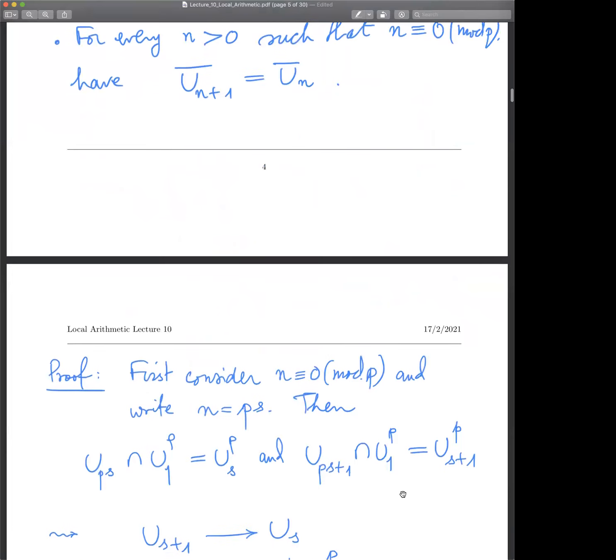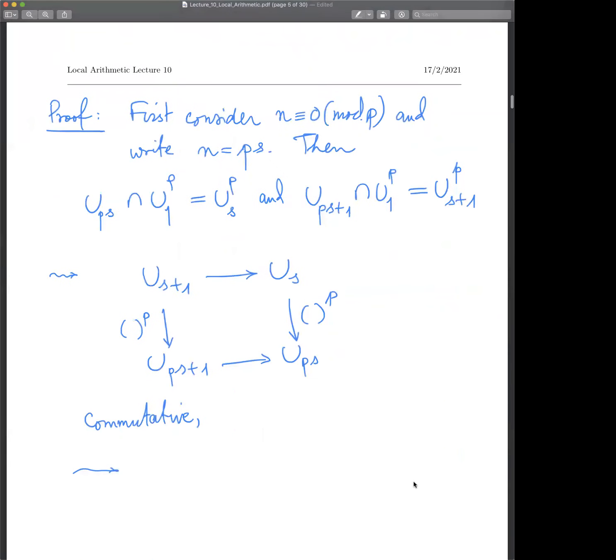Okay, so let's prove this. Let's first consider the case when n is a multiple of p, and let's write n equals ps. Then what one needs to check is that if I take U_{ps} and intersect it with U_1^p, that's a subgroup modulo which we are going in U_1. And the image of U_{ps} is going to be U_{ps} modulo U_{ps} intersection U_1^p.